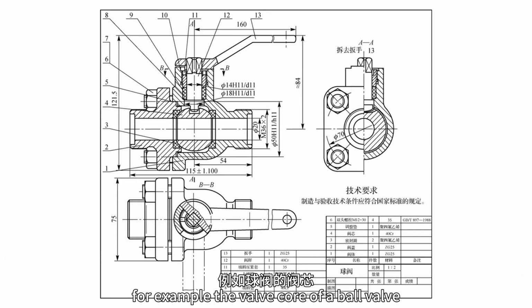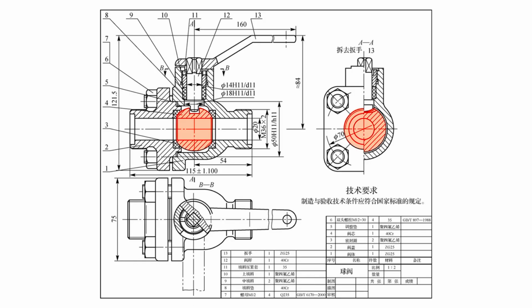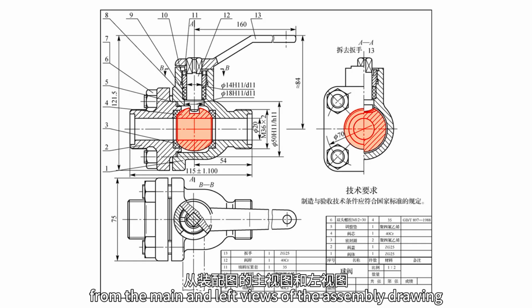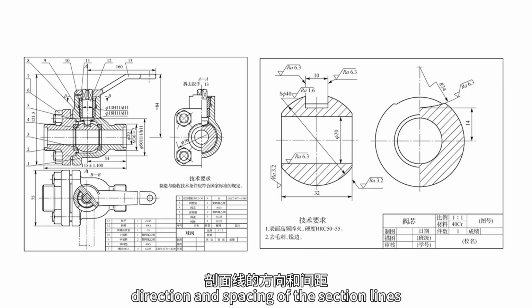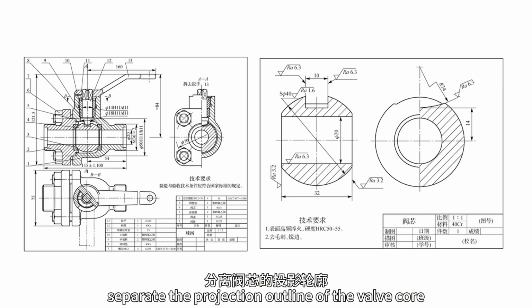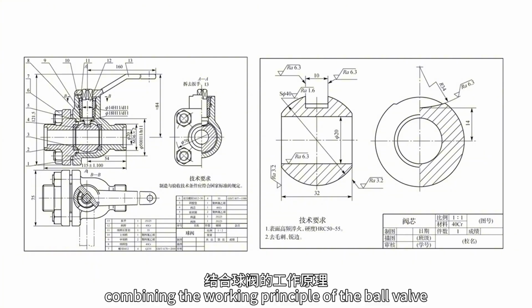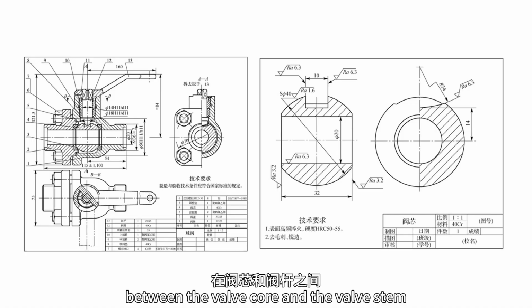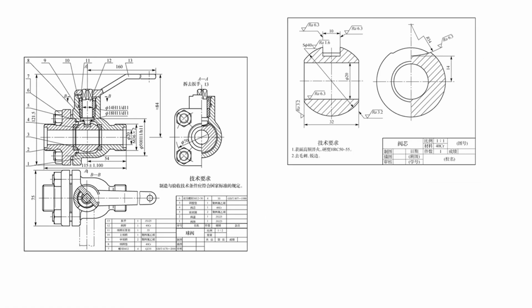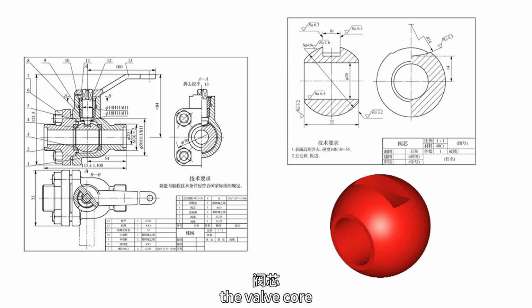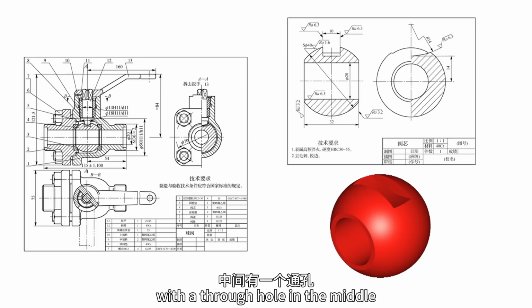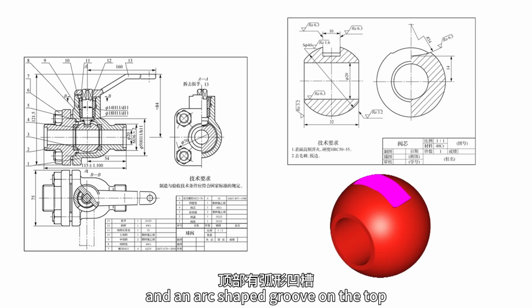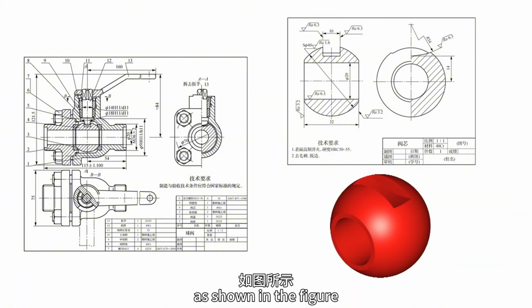For example, the valve core of a ball valve. From the main and left views of the assembly drawing, based on the same direction and spacing of the section lines, separate the projection outline of the valve core. Combining the working principle of the ball valve and the assembly relationship between the valve core and the valve stem, thus fully imagine that the valve core is a sphere with both sides cut into planes, with a through hole in the middle, and an arc-shaped groove on the top, as shown in the figure.